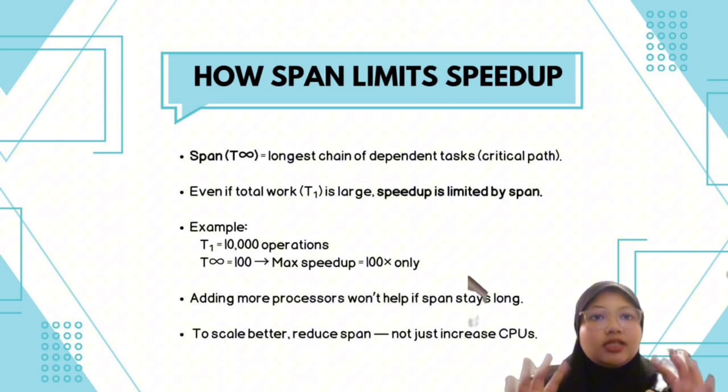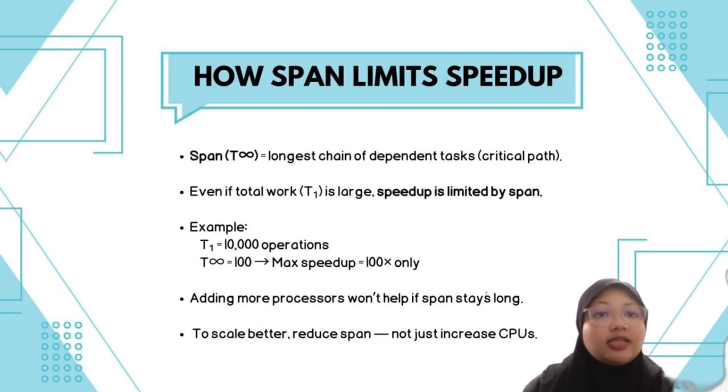For example, imagine we have 10,000 total operations. That sounds like a lot, and we might think adding more processes will keep making it faster. But if the span is 100 steps, then the best possible speedup is only 100 times faster, no matter how many processes we use. So the critical path becomes the bottleneck that limits performance in parallel computing.